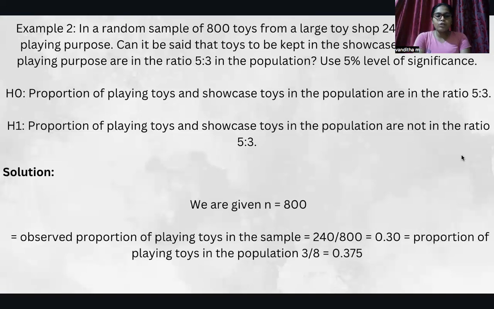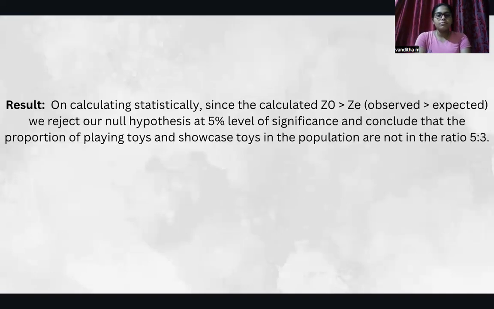The observed proportion of playing toys in the sample is 240 divided by 800. That is, 240 is playing toys and 800 is the total number of toys. That is 0.30 proportion of toys. After calculation, we get the final answer as 0.375. So the result is that the calculated z0 value is greater than the ze value, that is, the expected value. So we know that when the observed value is greater than the expected value, the hypothesis is rejected.